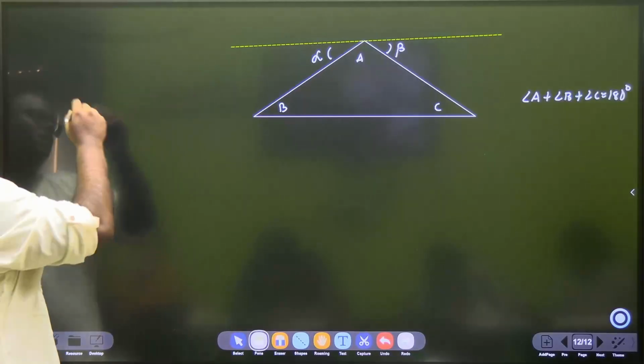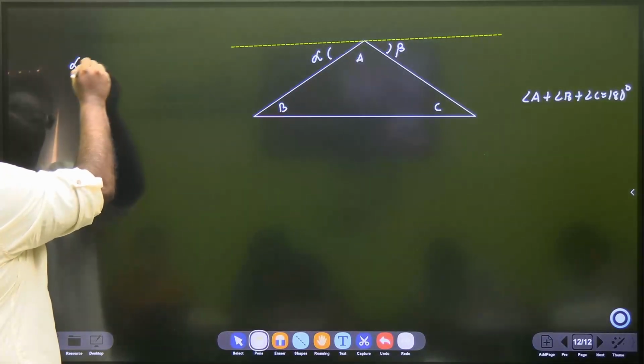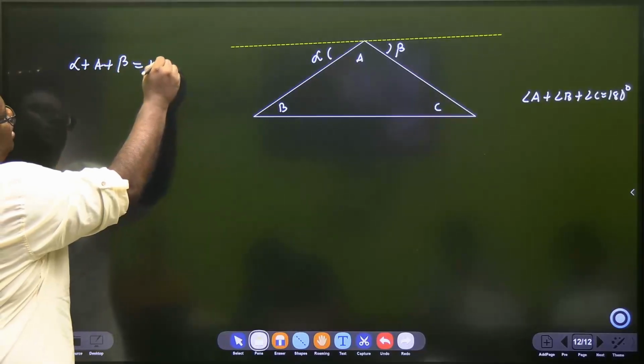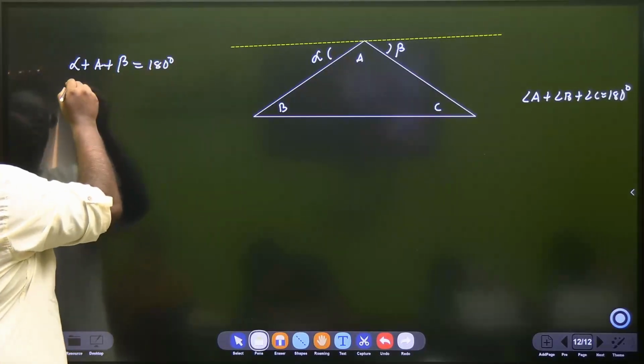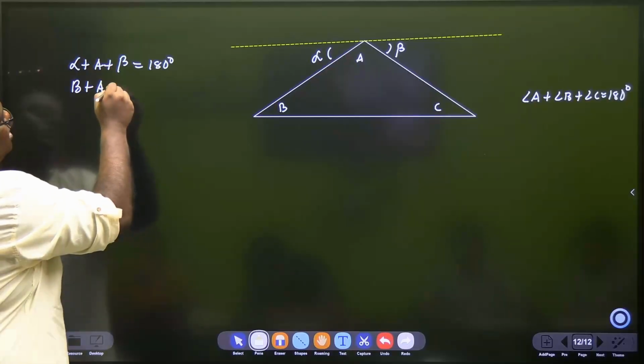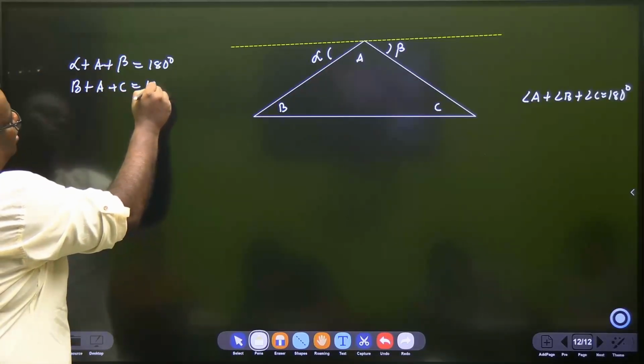Since that is a straight line, can I not write alpha plus A plus beta is equal to 180 degrees? Instead of alpha, I will write B. A I retain as A. Instead of beta, I will write C. Why?